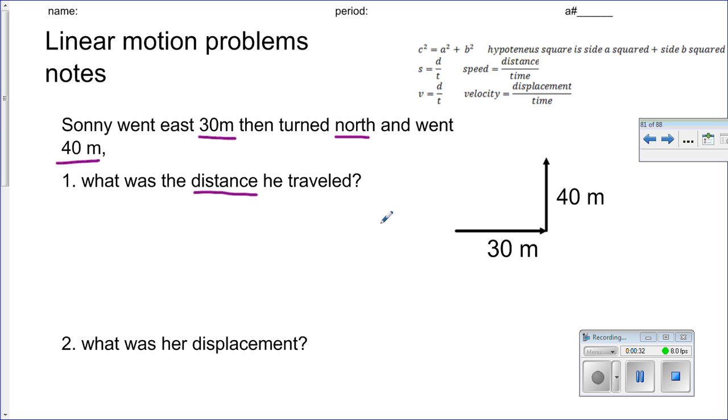We remember that distance is not concerned with direction, right? This is a scalar quantity. So with this, all I need to do is add up my distances. So I have 30 meters, and I add 40 meters, and I get 70 meters is my total distance traveled. Don't worry about that squiggly M. Okay, so that's easy, right?